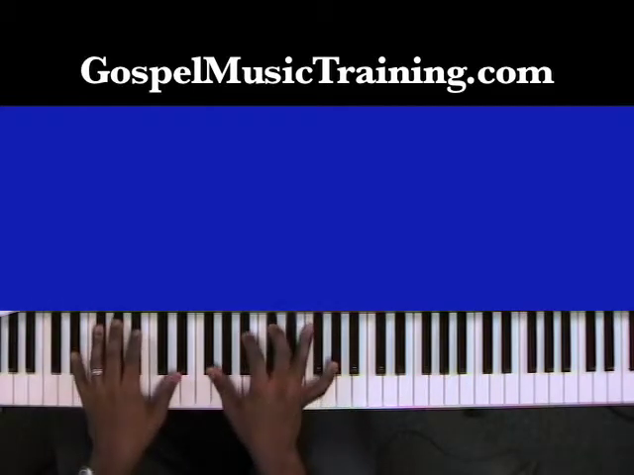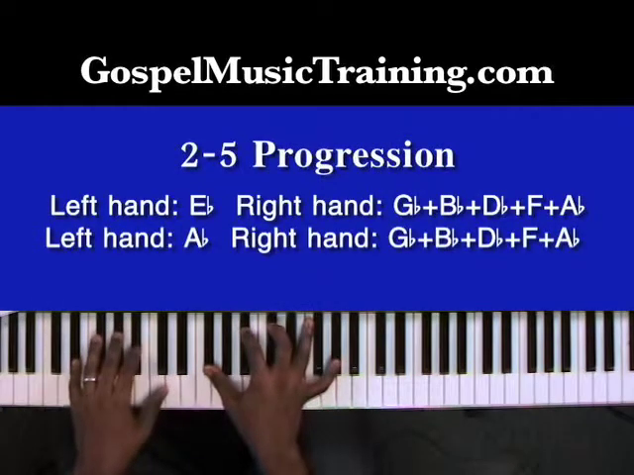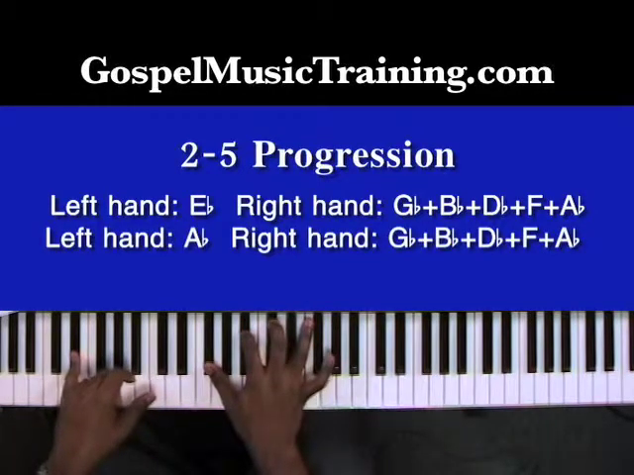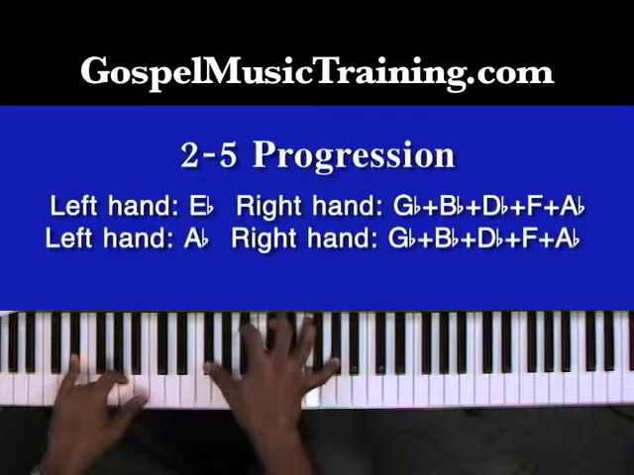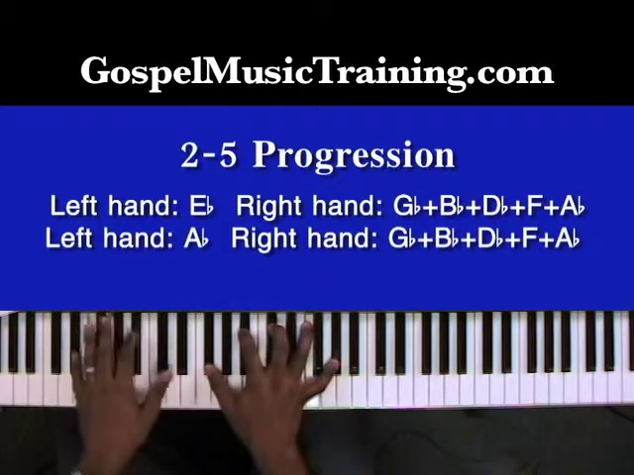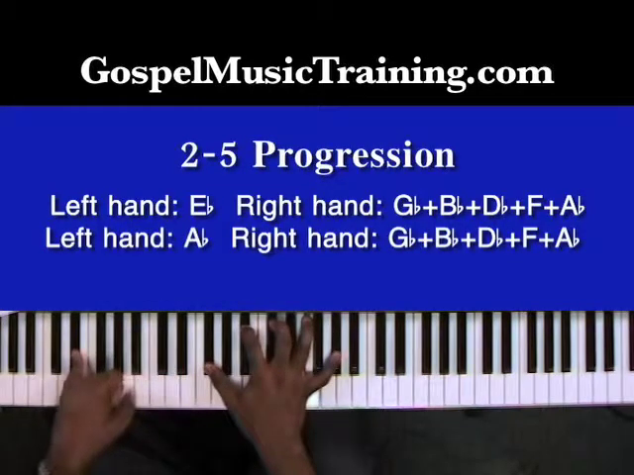The next one is probably the 2 to the 5. My favorite 2 chord is this E flat minor 11. I'm playing E flat on my left, G flat, B flat, D flat, F, and A flat. Again, G flat, B flat, D flat, F, and A flat. And what is that? That's actually a G flat major 9 on my right hand, but then when you put it with the E flat on the left hand, it creates a minor chord.